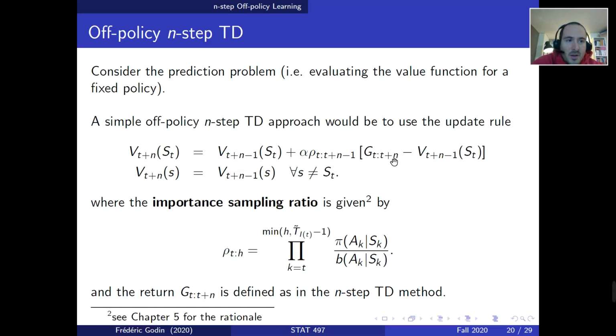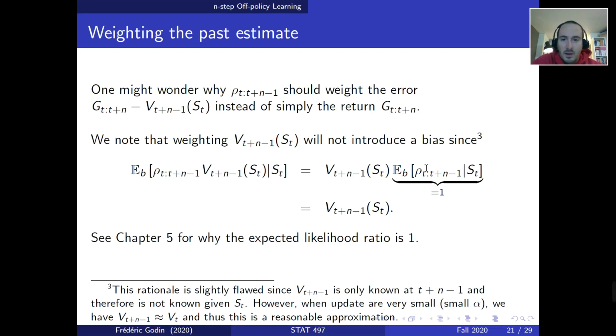Okay, and furthermore, the target G t to t plus n is defined exactly as what we did for the n-step TD method discussed earlier in the chapter. Okay, so now the other question is this importance sampling ratio. Why doesn't it multiply only G, but why does it also multiply the previous estimate V? Okay, so this is a very good question. We're going to answer that shortly. Well, in fact, we're going to answer it now.